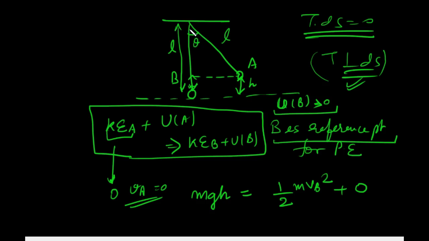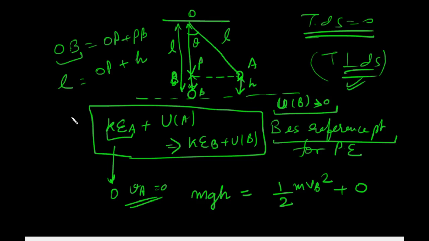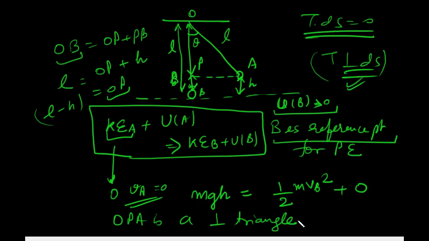How do I do this? You see, if I assume this point is O and this is P, and this point is B, then OB equals OP plus PB. What is OB? This is the full length L. What is OP? We don't know yet. And PB is h. So L minus h is equal to OP. Now OPA is a right triangle. So what will happen here? I take cos theta. Cos theta is base upon hypotenuse.